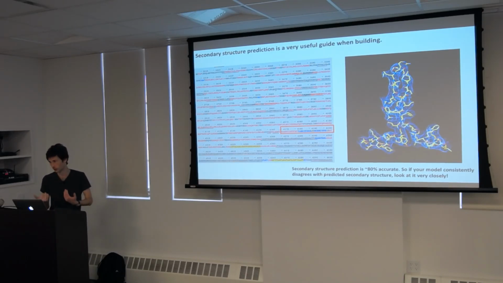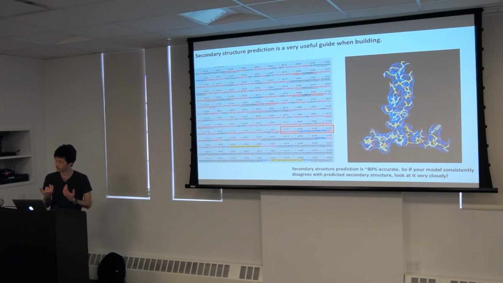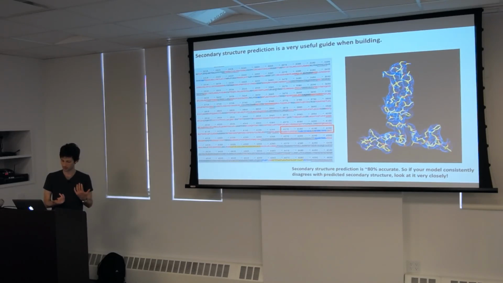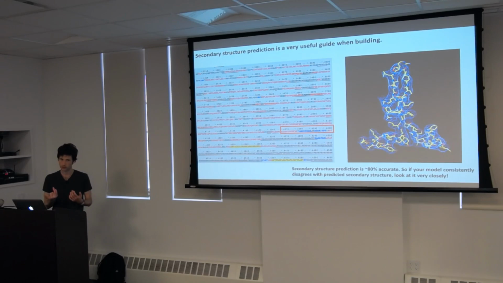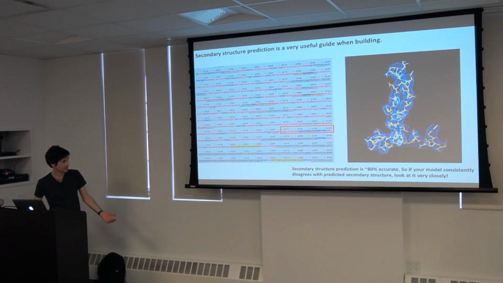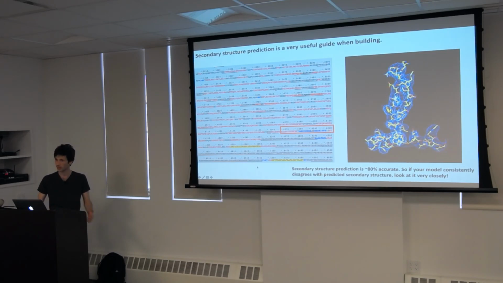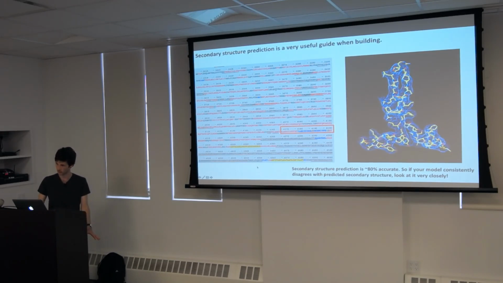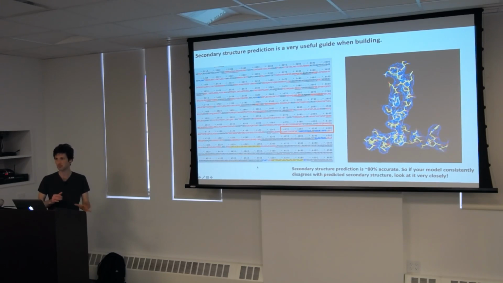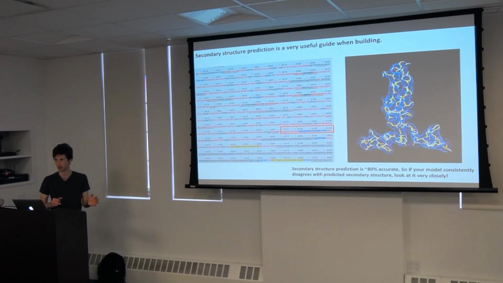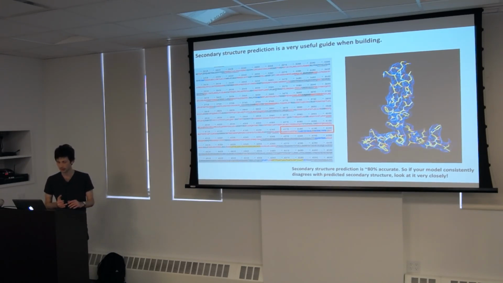The same, to a certain extent, is true of disorder prediction. That's less accurate than secondary structure prediction. But if you see a string of 300 residues that are predicted to be disordered and don't have any predicted secondary structure, you can pretty much place a bet that those guys are not going to show up in the map. And in this case, that checks out. They don't.